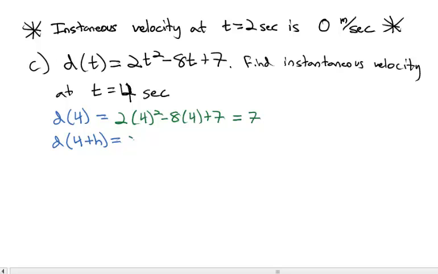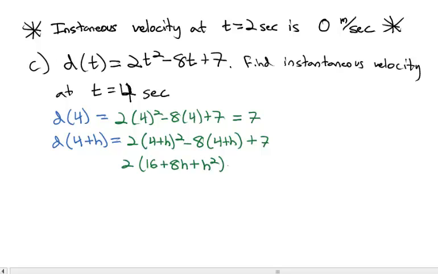d of 4 plus h, that's 2 times t, which is now 4 plus h squared, minus 8 times t, which is 4 plus h, plus 7. Simplifying, we do the exponent first. 4 squared is 16, plus twice the product, 8h, plus h squared, minus 8 times 4 plus h, plus 7.